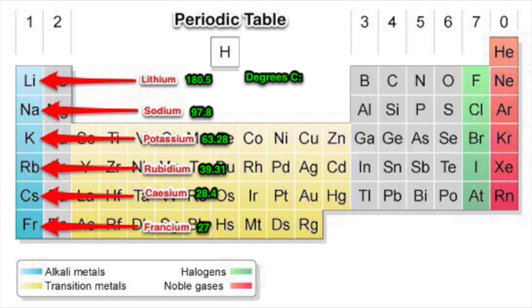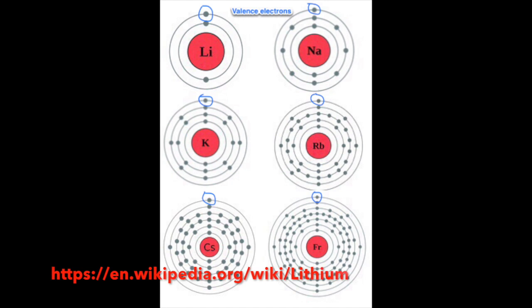They also contain the lowest melting points, reaching as low as 27 degrees Celsius. These melting points decrease as we move down the group. Each element holds one valence electron in their outermost shell, which can be easily removed, allowing that electron to form an ionic bond with other elements.